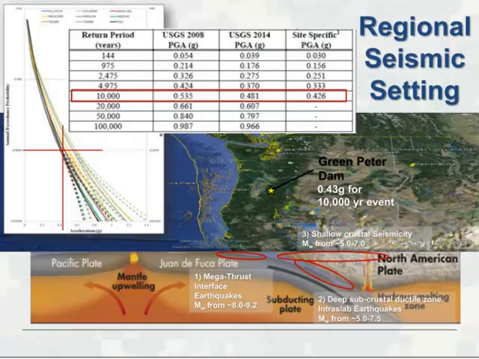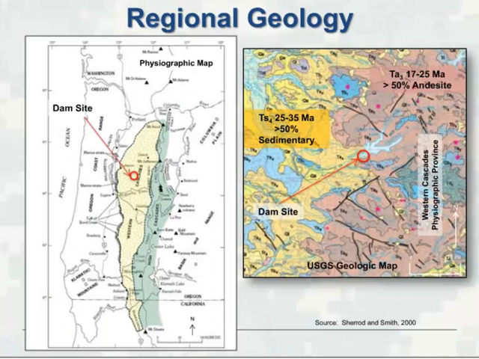We've just implemented a regional PSHA, a seismic hazard assessment for the entire Willamette Valley, and we'll be having some more updated results from the ground shaking there. But the entire facility is being evaluated structurally and geotechnically for these ground accelerations.